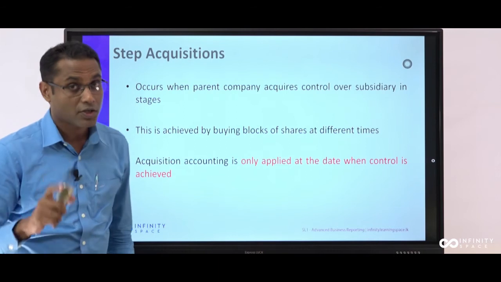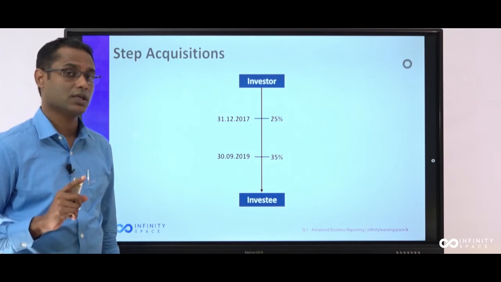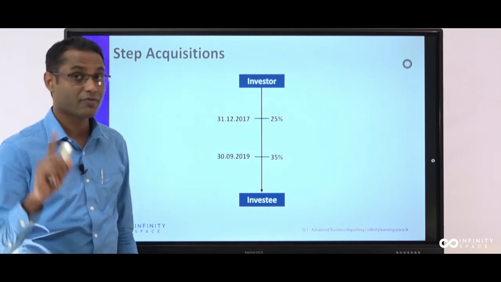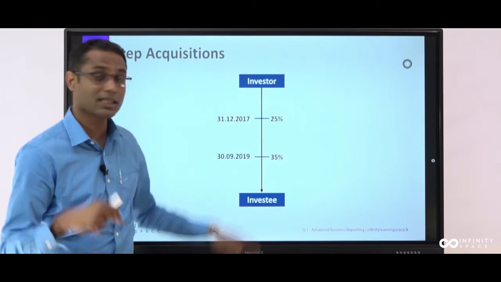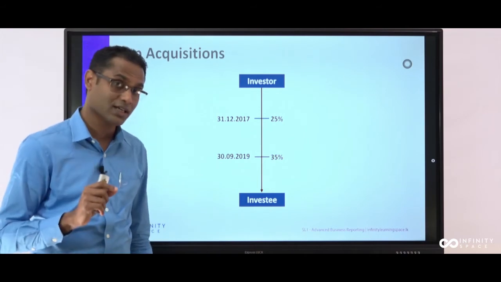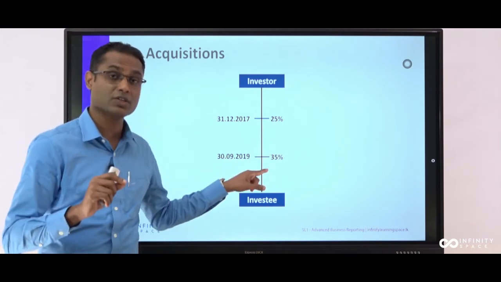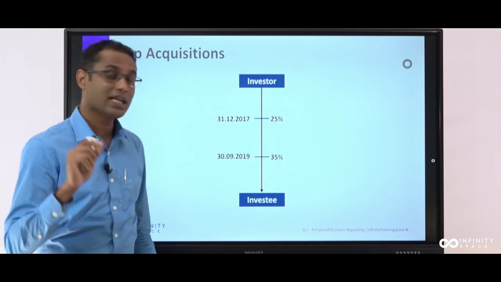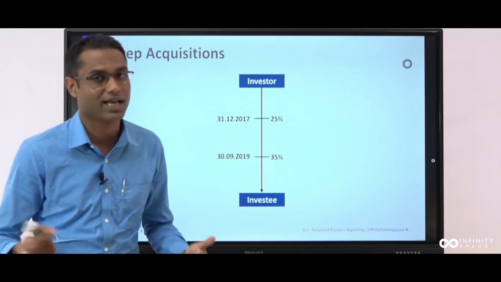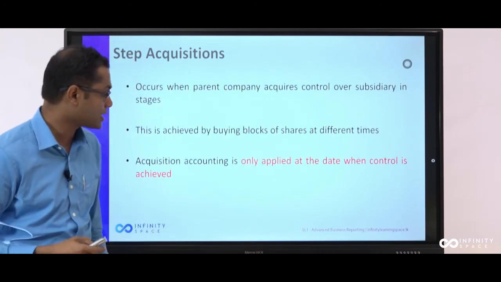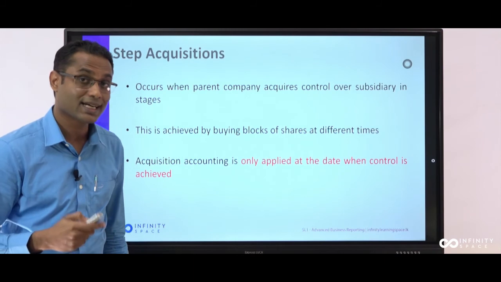But what you should understand is, when should we apply acquisition accounting? Can I apply the acquisition accounting here? No. Acquisition accounting should be applied only after the parent gains control over the subsidiary, or the investor gains control over the investee. What is the date when control was taken? Only on 30th September 2019. So the acquisition accounting means you can start doing the consolidation, simple as that. Acquisition accounting is only applied at the date when control is achieved. In my example, it is on 30th September 2019.